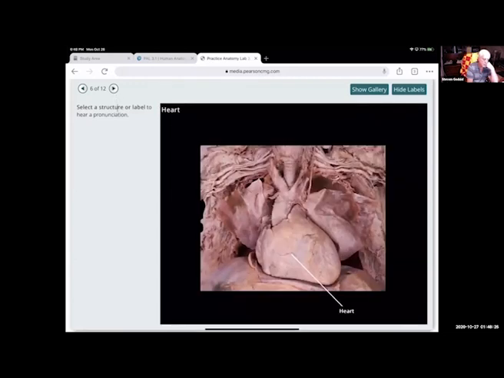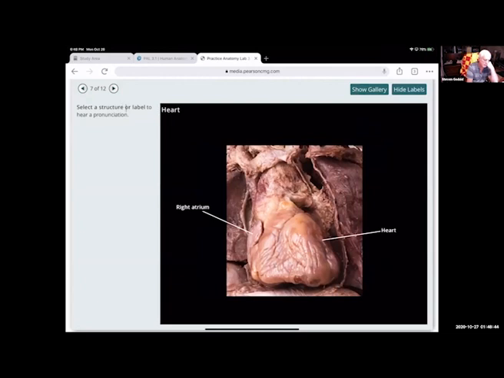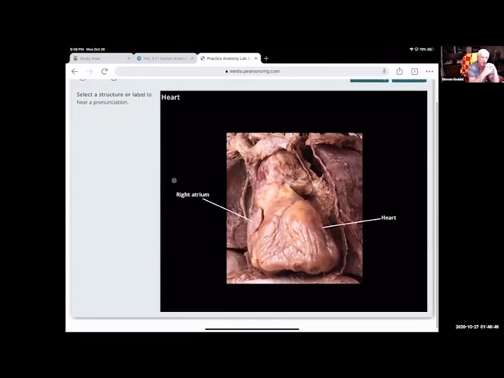Okay, there's your heart. Remember, the heart is responsible for ANP and BNP. Those are two hormones that are released by the heart to help regulate the body. We haven't gotten to the heart yet, but I think that's the next chapter.